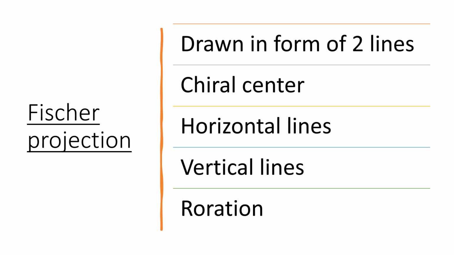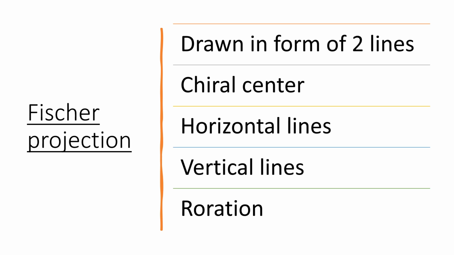The molecule is drawn in the form of two lines with the chiral atom at the intersection of the horizontal and the vertical lines. To make a Fischer projection, view a chiral center so that two substituents are coming out of the plane and the two substituents are going back from the plane. Every cross on the Fischer projection is a chiral center.